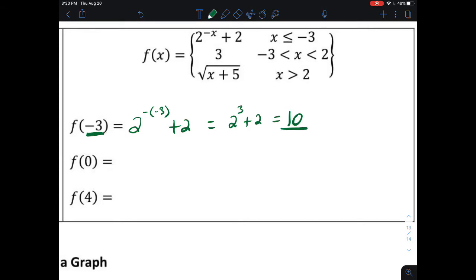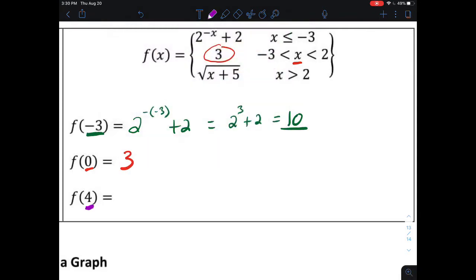Now I want to go find f of 0. Well, 0 lies inside of this interval here between negative 3 and positive 2. For this, we're going to use the function of 3, which means that no matter what the x value is between negative 3 and positive 2, you're going to get an output of 3.